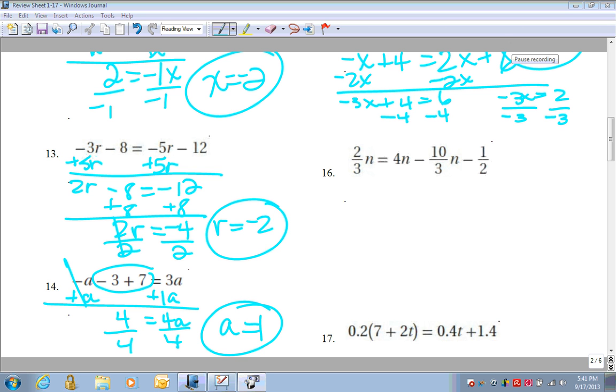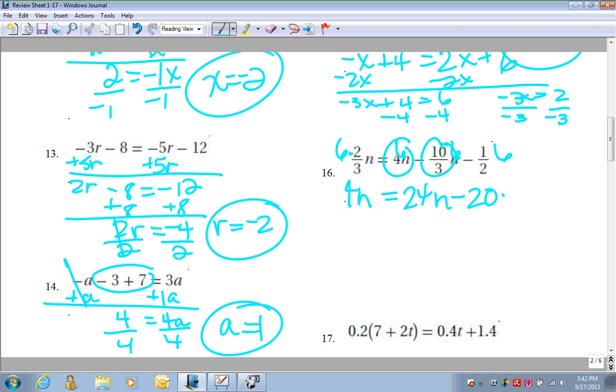Since I've already done number 15, I'm going to go to number 16. A common denominator to multiply by would be the number 6. So I'm going to put 6's all in here. 6 times 2 gives me 12, divided by 3 is 4n. Don't forget, if you have a coefficient with a letter that doesn't have a denominator, you also have to multiply those. That gives me 24n. 10 times 6 is 60, divided by 3 is 20. Don't forget the n. 2 goes into 6 3 times, so that number is going to be 3.